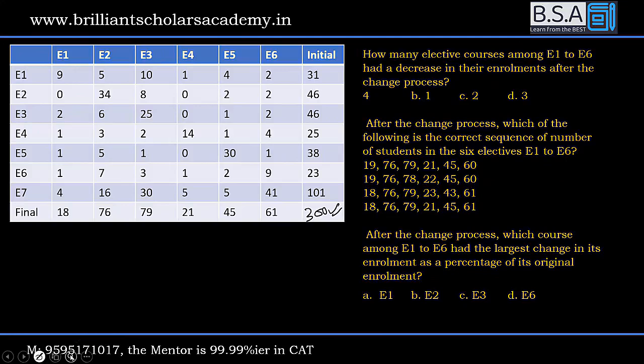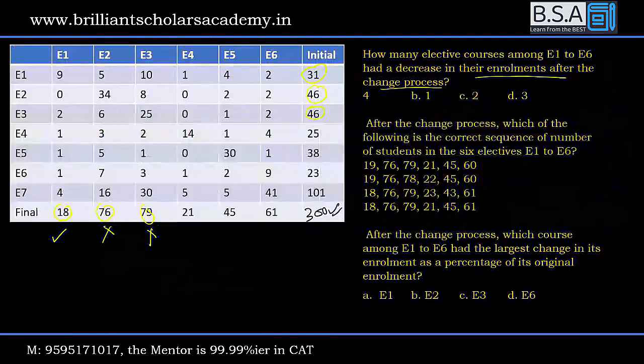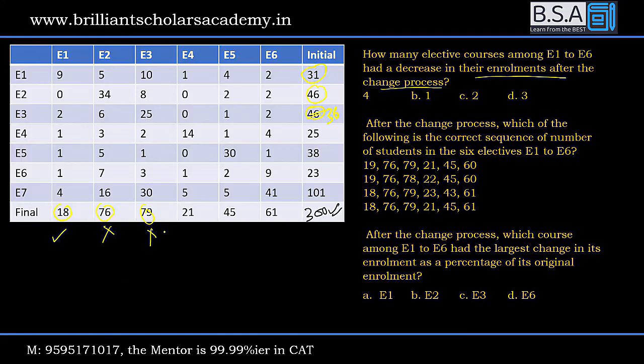How many elective courses among E1 to E6 had a decrease in their enrollments after the change process? So E1 to E6, how many had a decrease? There were initially 31, there are finally 18. There is a decrease, yes. Initially there were 46, finally there are 76. Is that a decrease? No. Is this a decrease? No. This is 36. Decrease? No.